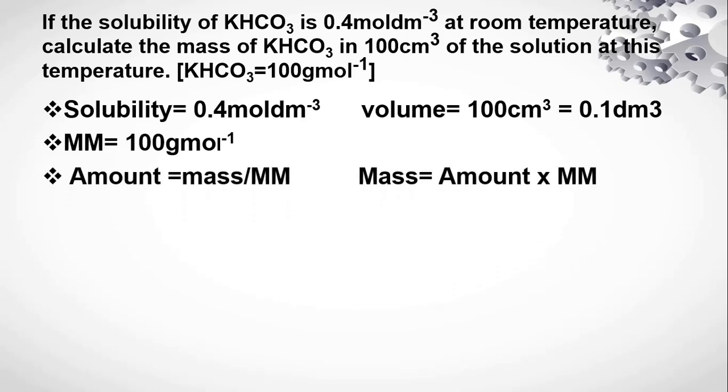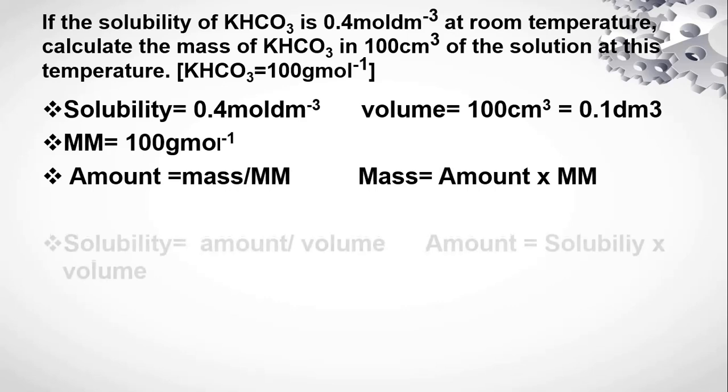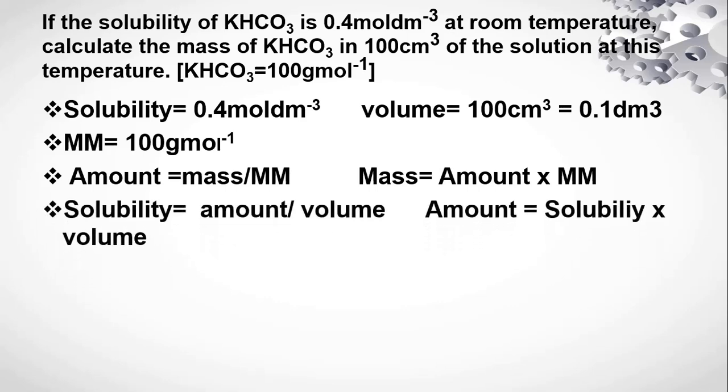Now, using the formula, amount is equal to mass over molar mass, we make mass the subject of the formula because it is mass that we are asked to look for. So mass is now going to be amount times molar mass. Now solubility is equal to amount over volume, and then we don't have the amount in our question, so we make amount the subject of the formula, which is solubility times volume.